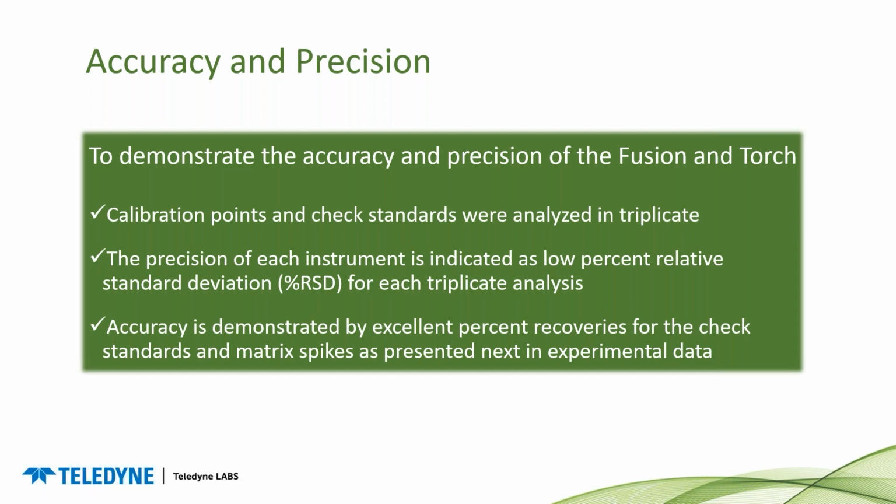To demonstrate the accuracy and precision of the Torch and the Fusion, calibration points and check standards were analyzed in triplicate. The precision of each instrument, as you'll see in the results, is indicated by low percent relative standard deviation for each triplicate analysis. Accuracy is demonstrated by excellent percent recoveries for the check standards and matrix spikes, as will be seen next.